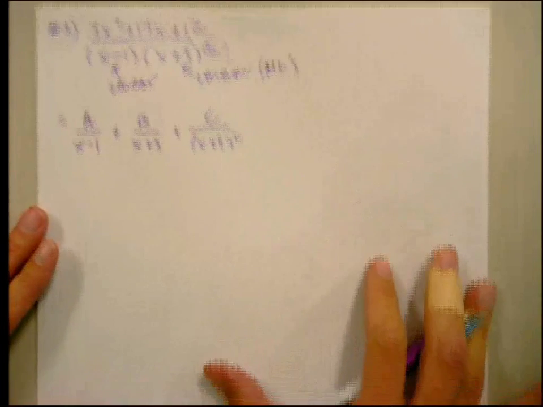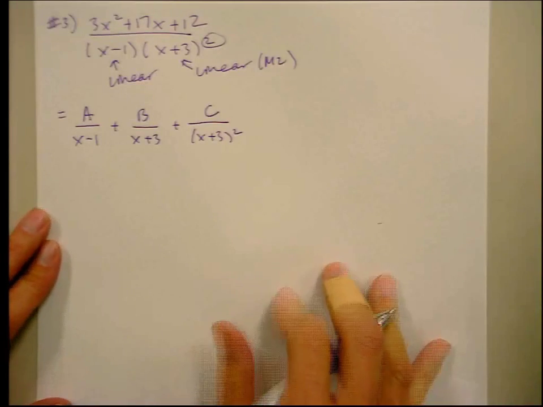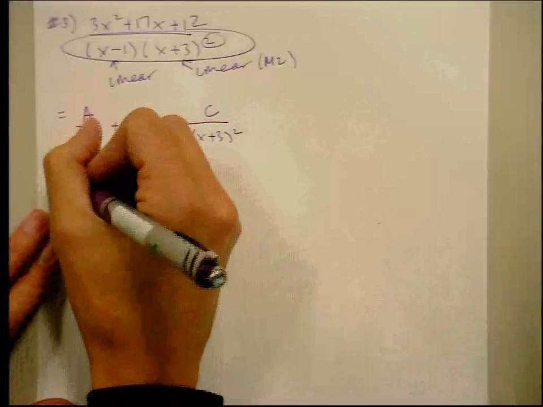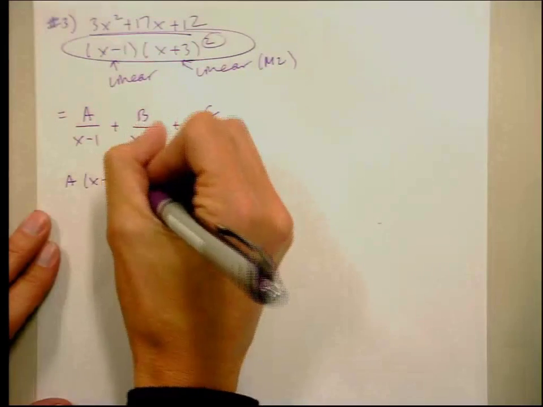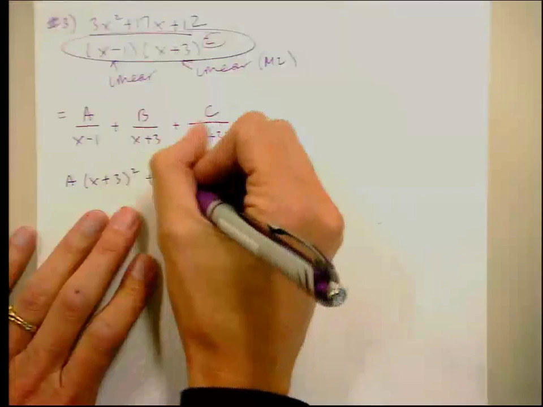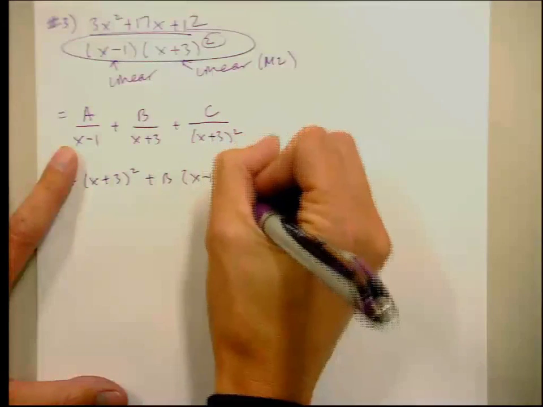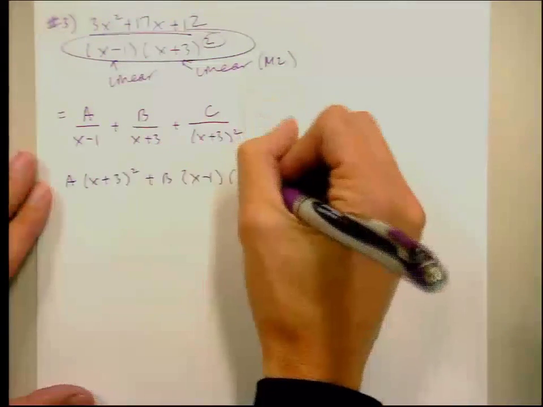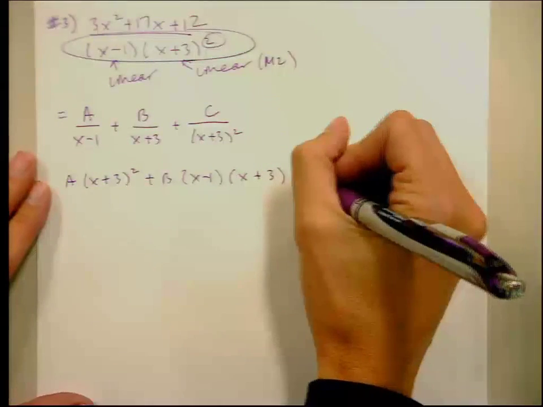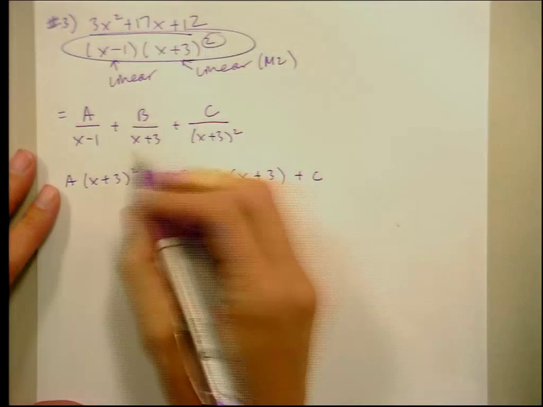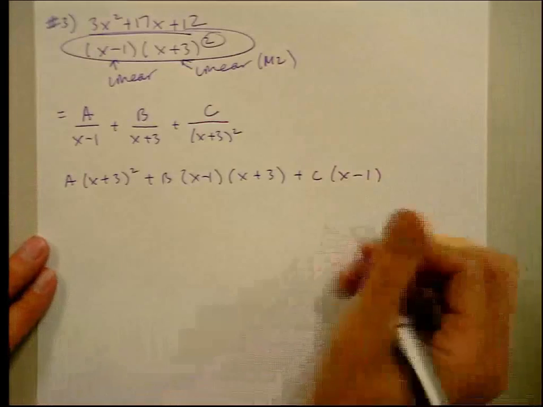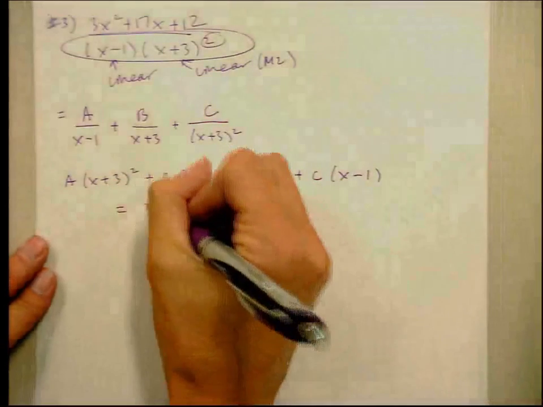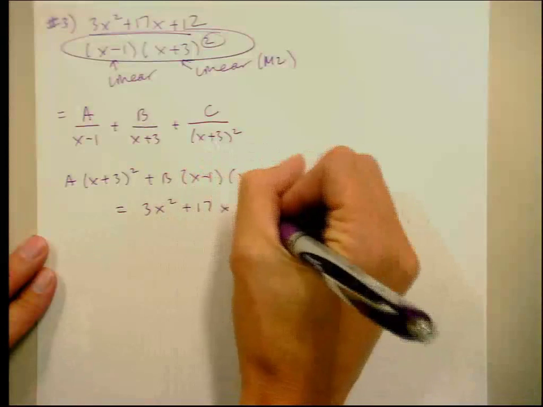What I need to do next is to compare my numerators. So I'm going to use the same shortcut that we used in class. My denominator is right here, so I'm going to go ahead and just multiply in what's missing. The A over x minus 1 is missing the x plus 3 quantity squared. The B is missing an x minus 1, and it's got one factor of x plus 3. It needs one more to get the power 2. And then finally, the C has the x plus 3 in its denominator, but it needs the x minus 1. This is the numerator from the template. This needs to equal the numerator in the original rational expression. So there it is.